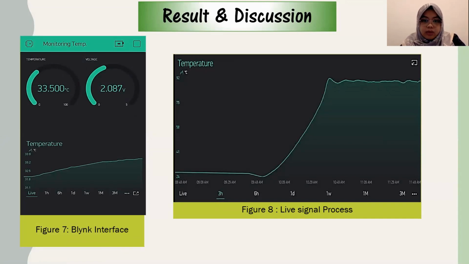And the live signal process, you can see in figure 8, from 8:49 a.m. until approximately 9:50 a.m., 1 hour, we can see the temperature is rising to our desired temperature. In the experiment, the desired temperature that we want is 85 degrees Celsius. So we can monitor the temperature using our phone.